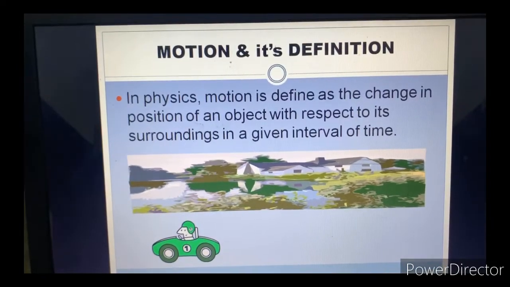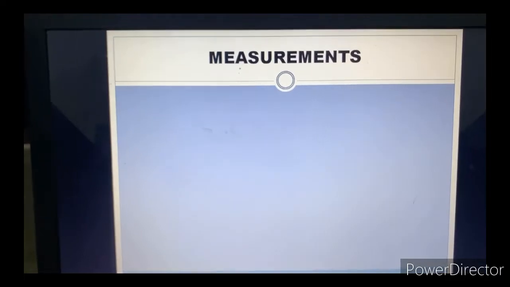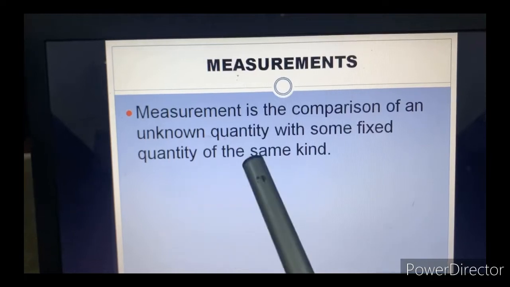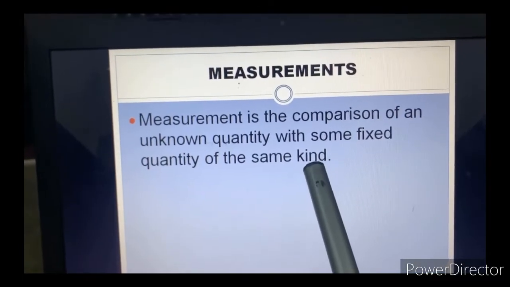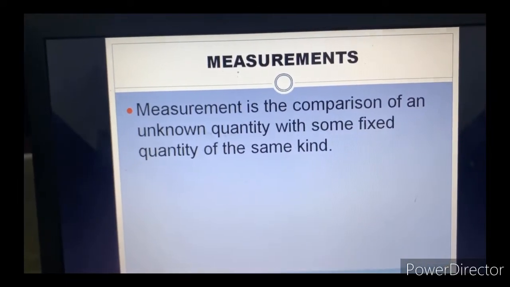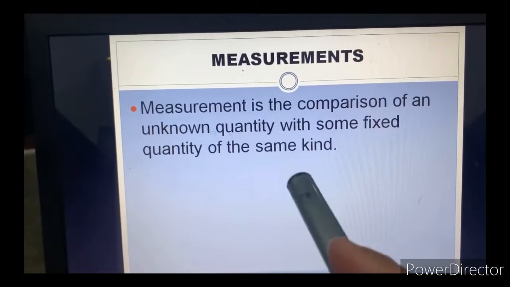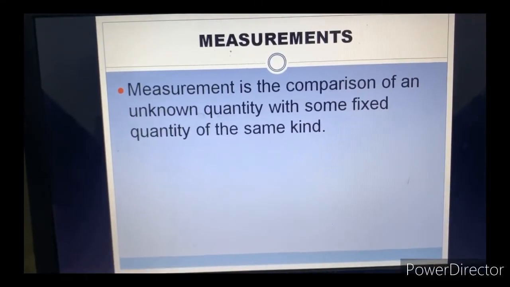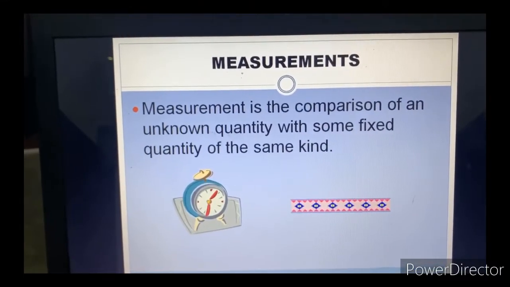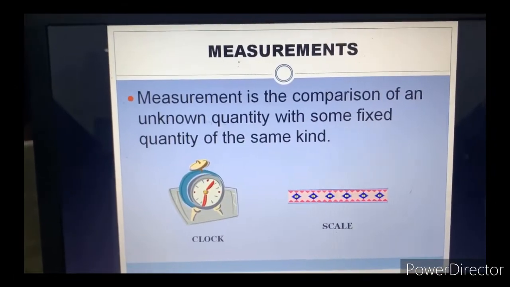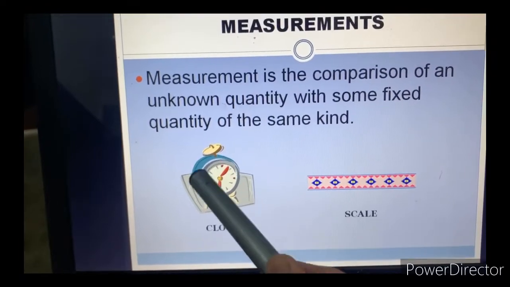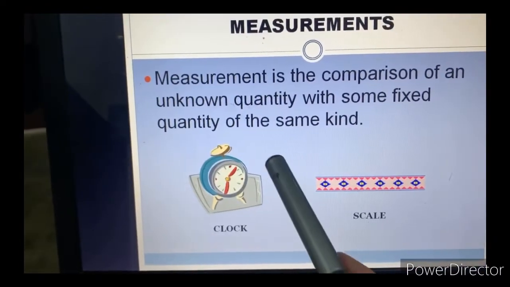Basically, measurement is the comparison. Measurement is the comparison of an unknown quantity with some fixed quantity of the same kind. Now what is unknown quantity and what is fixed quantity here? So in this definition, suppose this is a clock and this is a scale. Now unknown quantity is the time and the known quantity is clock.